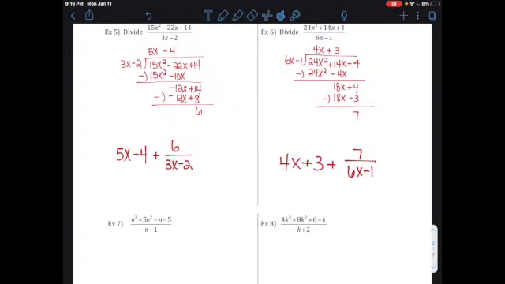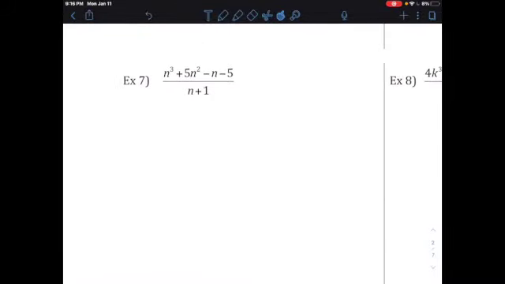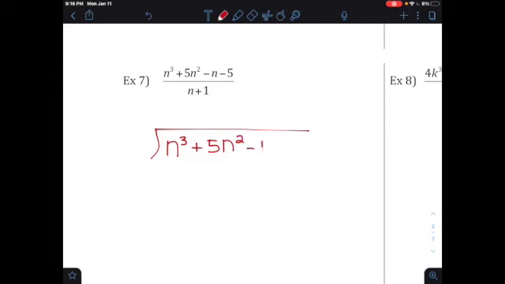Instead of doing the DDS twice, we are going to do it 3 times. So the rule is still the same. Put the top inside your division symbols, n to the third power plus 5n squared minus n minus 5. And that's n plus 1 on the outside. First, DDS. So decide: n times what gives you n to the third power? Well, n times n to the second power.